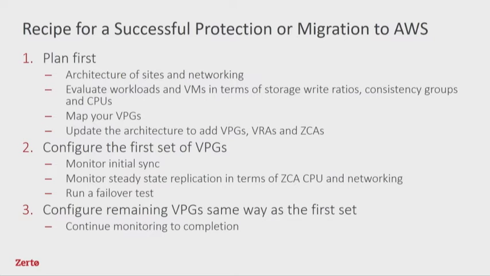set of VPGs that represent VMs and that you are comfortable with, and do that one first. Monitor for the initial sync to finish, then monitor the steady state replication so you get a nice baseline of what the bandwidth is needed for steady state replication. Then do your failover test. After you're sure you've got a baseline, run a failover test. Then you can actually be confident that when those VMs fail, you know what they're going to behave like if they restore up on AWS.